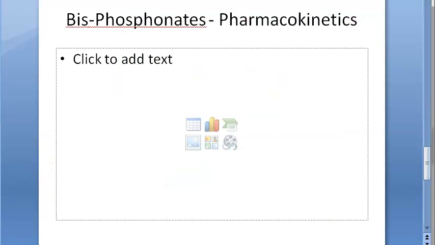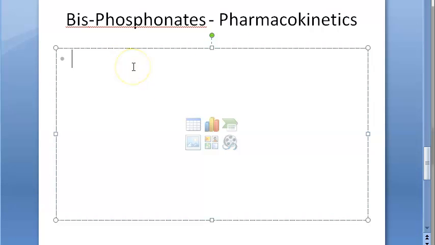Now we will move on to the pharmacokinetics. You already know what is given IV, you already know what is given orally, right? So you can write the examples now, oral and IV. Come on, write the examples for oral.